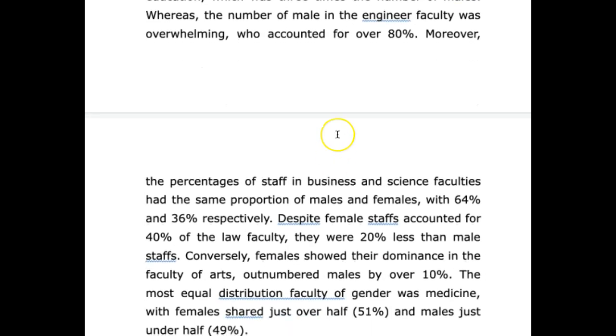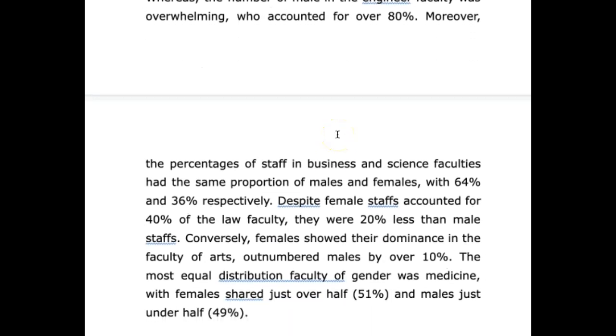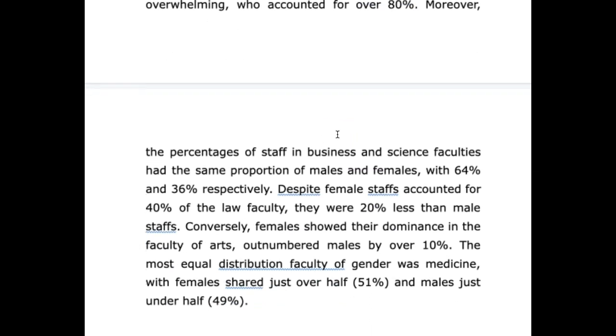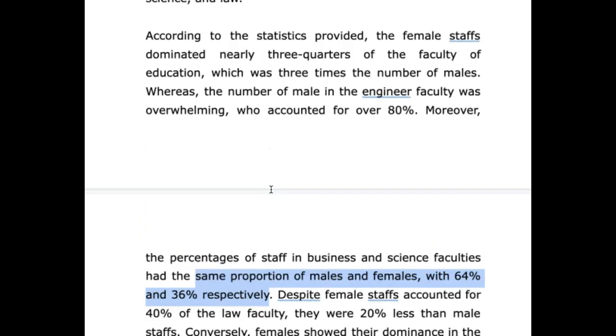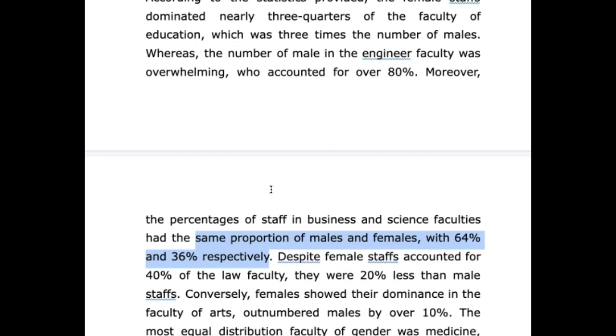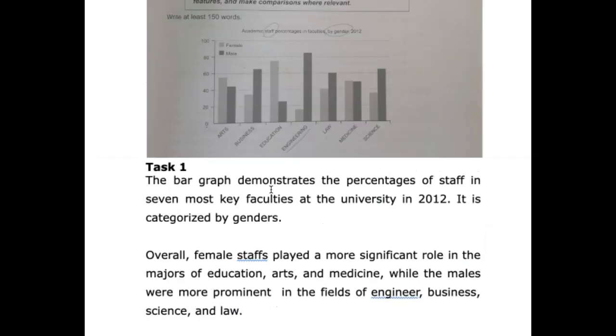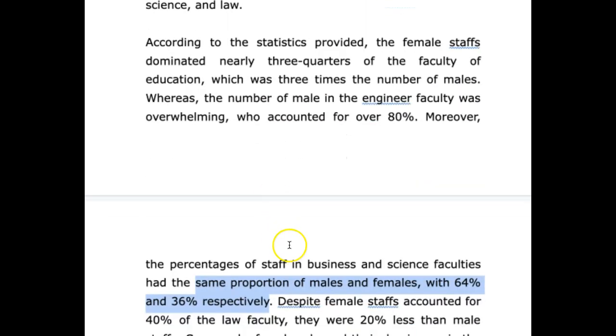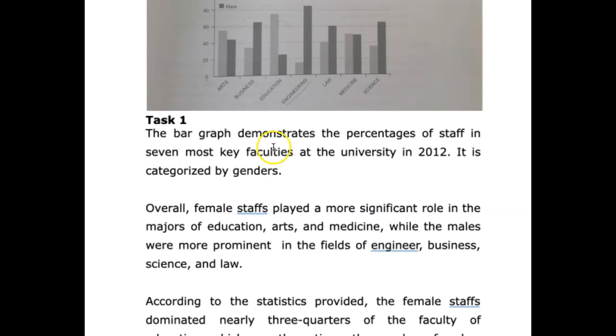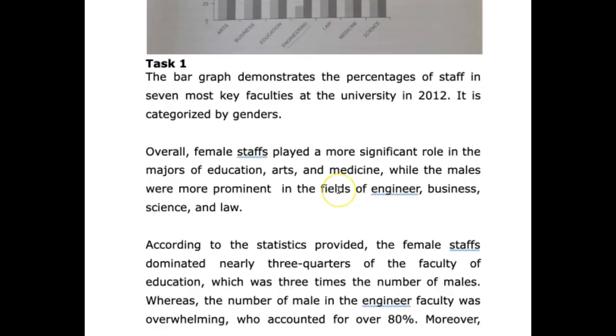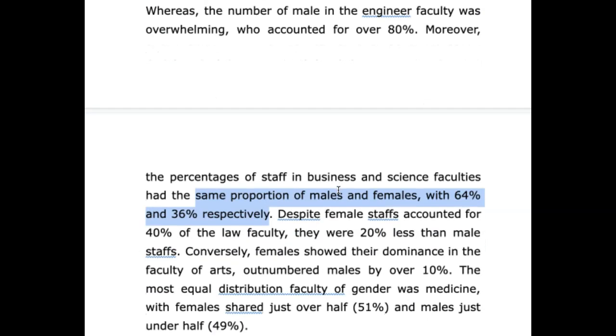Moreover, the percentages of staff in business and science faculties had the same proportion of males and females. Okay, that's a contradiction, isn't it? So what were we talking about again? Business and science. Okay. Had roughly the same proportions each, I think. The staff.